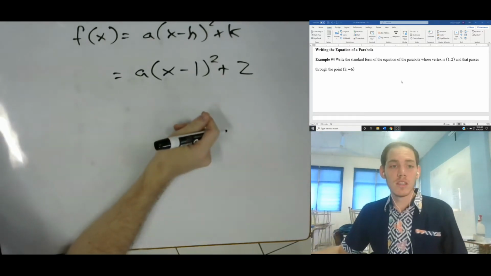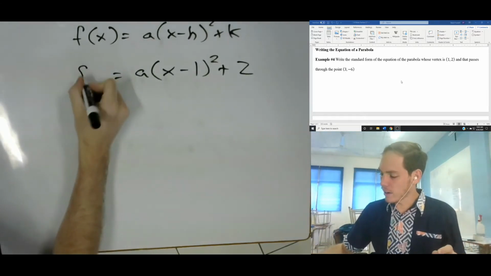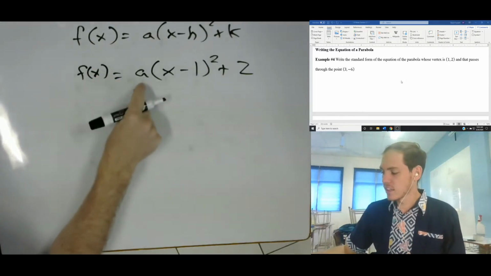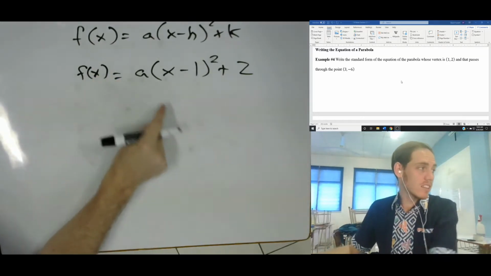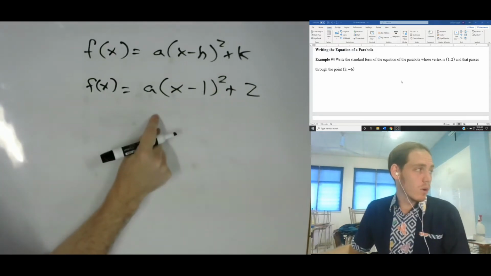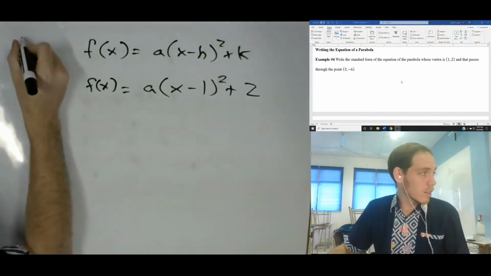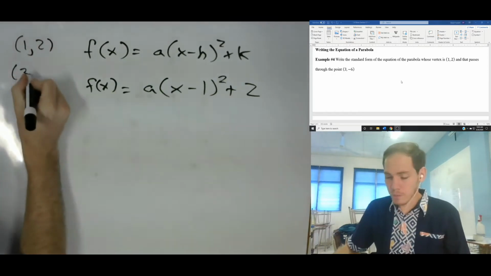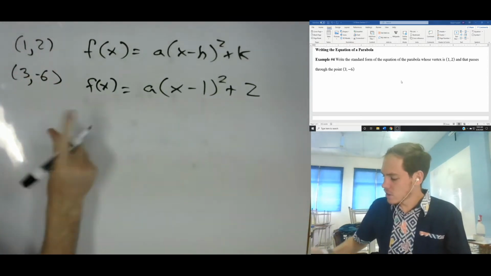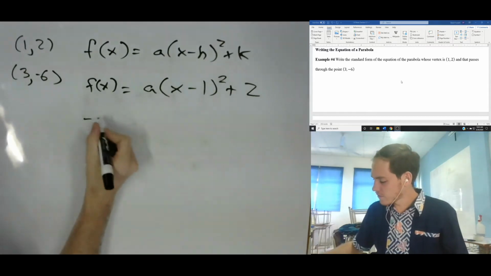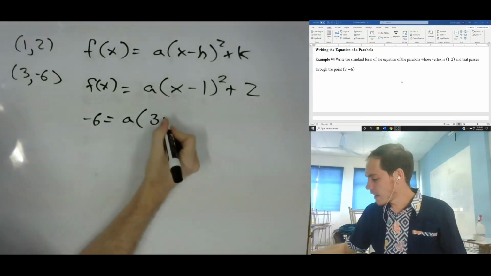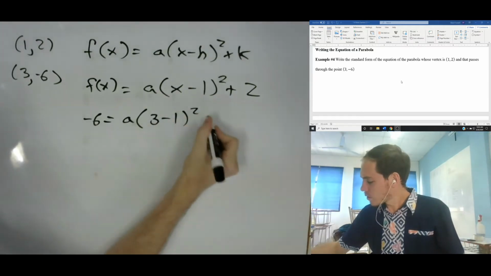Now, if they give us the point (3, -6), that allows us to solve for a. How does that allow us to solve for this? Well, the vertex is (1, 2), and I'm going to plug in (3, -6). So I'm going to plug in -6 for f(x): -6 equals a times, then I'm going to plug in 3 for x, squared plus 2.